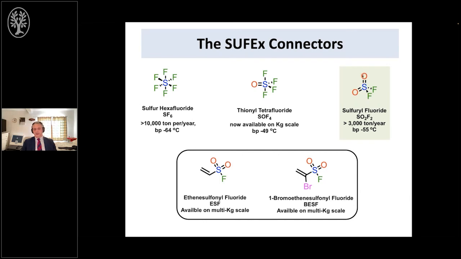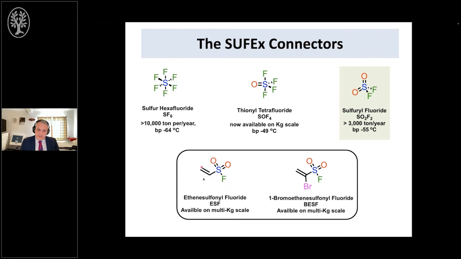Now, this is available on ton scale. It's like $1 a kilogram, I think. I mean, it's so cheap, but it's a great connector because we can substitute each sulfur fluoride bond sequentially. Now, these are the inorganic connectors, well, I guess we call them, but there are also other SuFEx connectors, more the organic ones that we kind of call them locally at least.